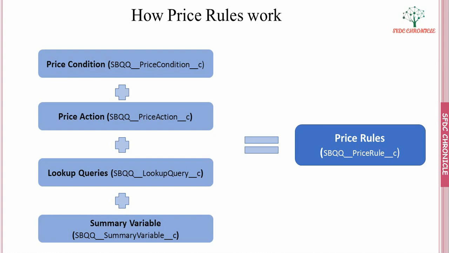lookup queries, which we use in product rule as well, and summary variable. We can use summary variable in many other places, and one of those places is price rule. So these are the main objects that we can use in price rule, and price rule will work depending upon those. Now let's see some live use cases where we can make use of price rule.